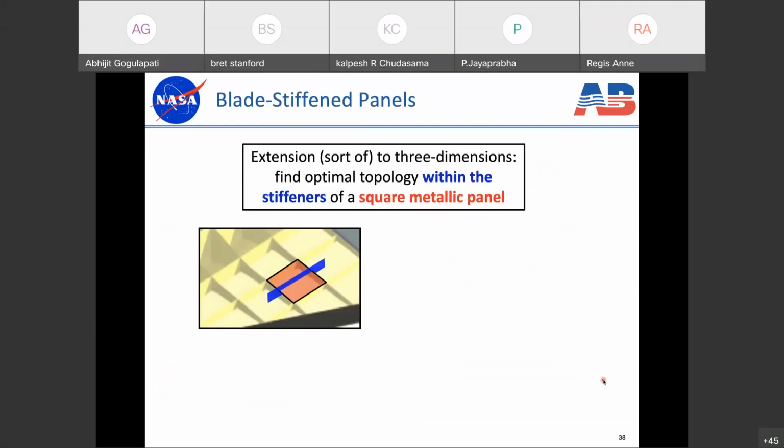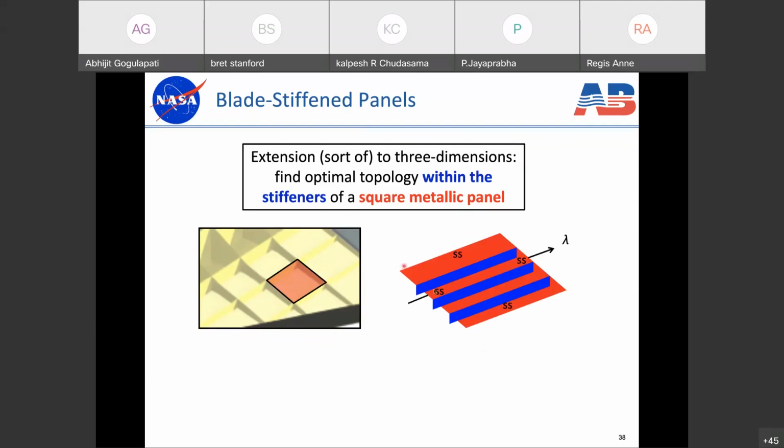We've also looked at an extension from two-dimensional topologies to three dimensions. So this is an idea where we remove this two-dimensional slice and we go back to the original square panel, and we apply stiffeners underneath the square panel, like shown here. These are blade stiffeners, full-depth blade stiffeners. And the idea is to conduct topology optimization within the blades themselves, to try and improve some of the eigenperformance of the structure, both buckling and flutter.